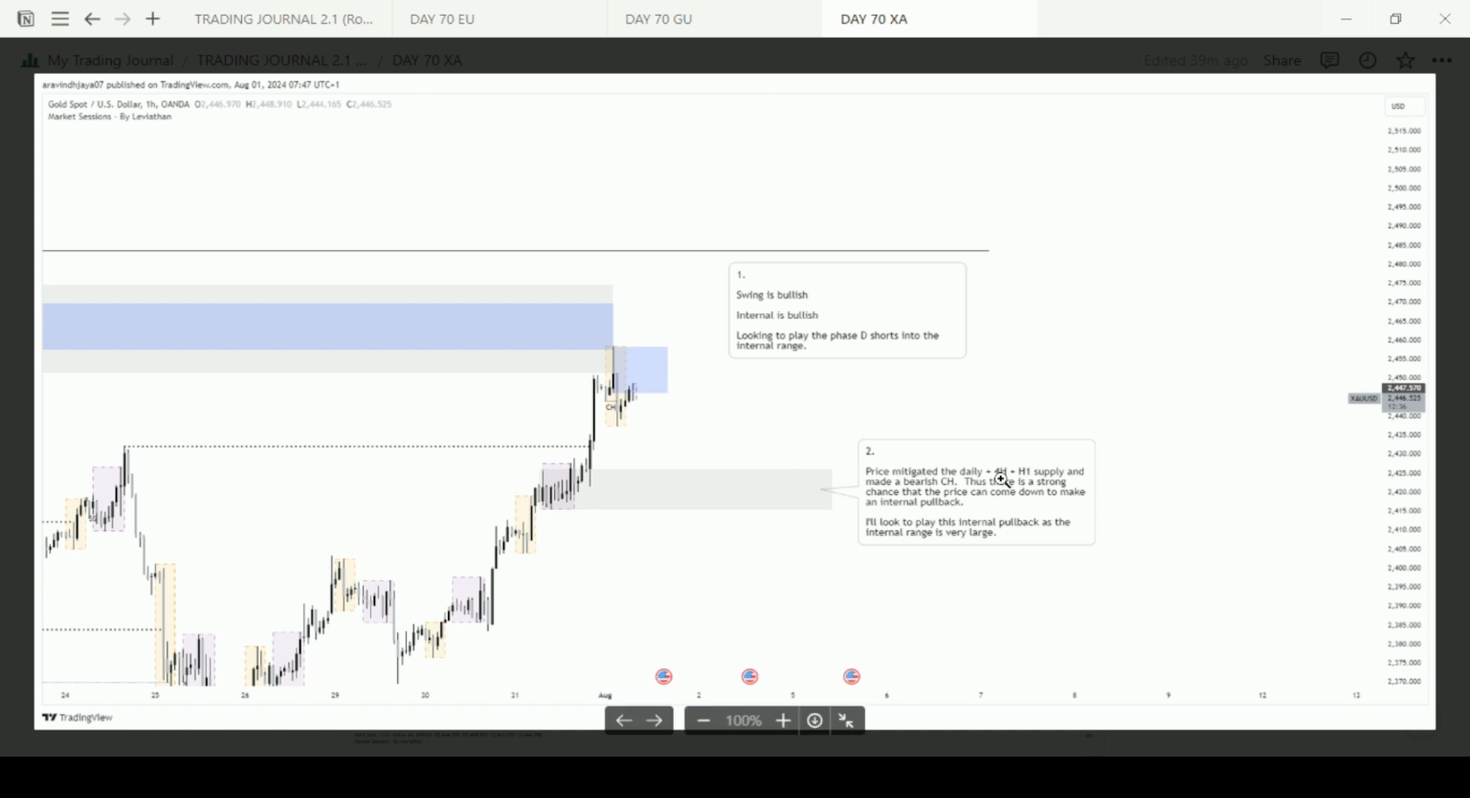Price mitigated the 4-hour, daily, 4-hour plus H1 supply and made a bearish chop. Thus, there's a strong chance that the price can come down to make an internal pullback. I love to play this internal pullback as the internal range is very large.